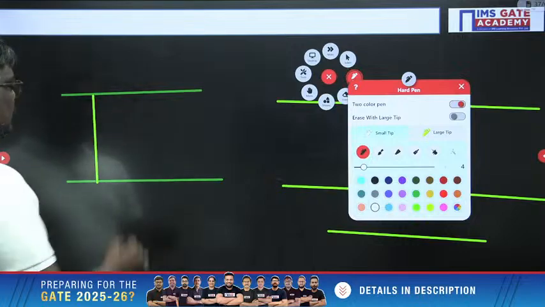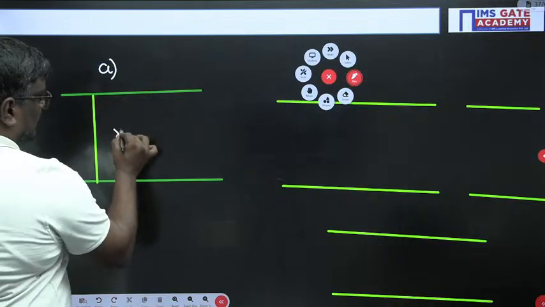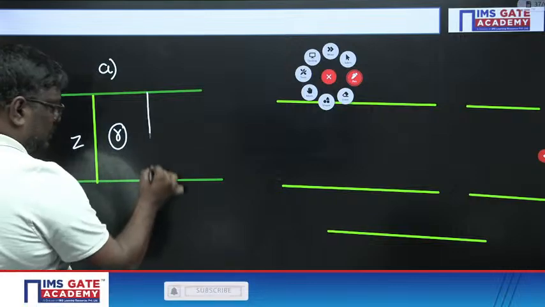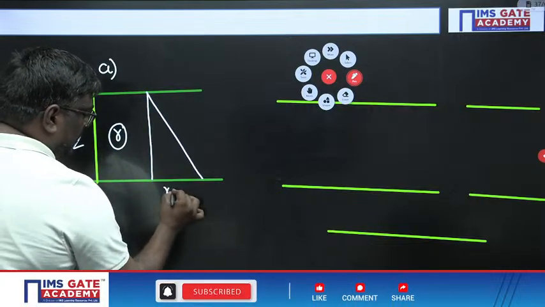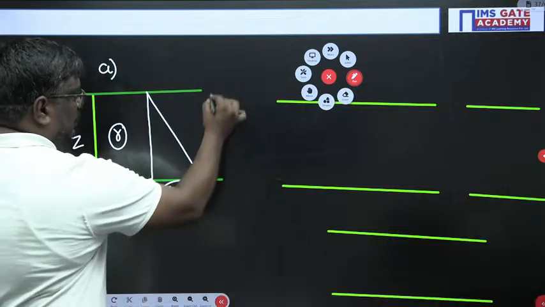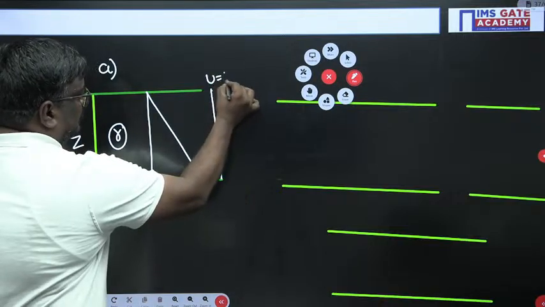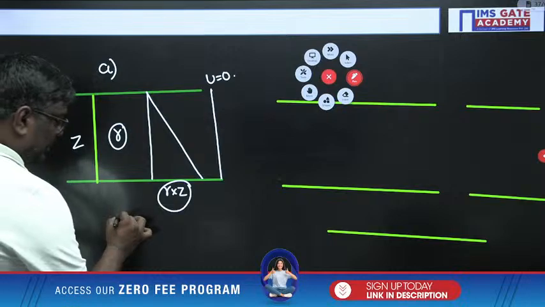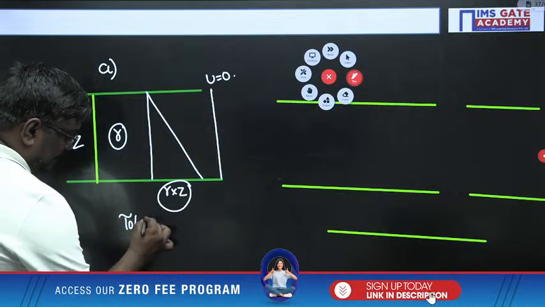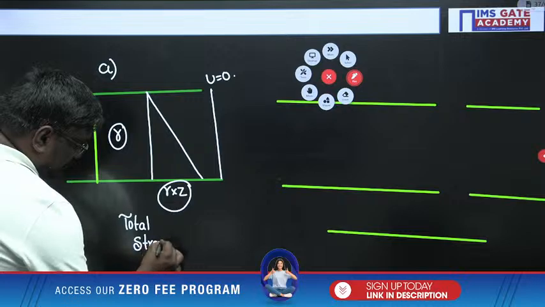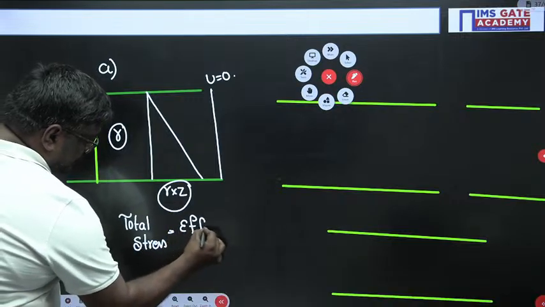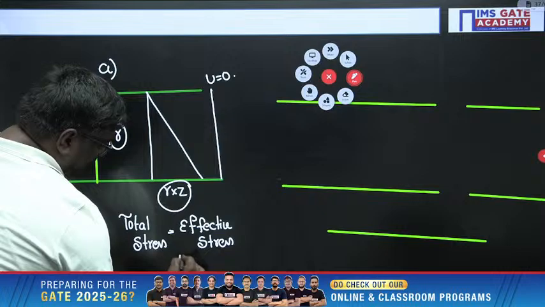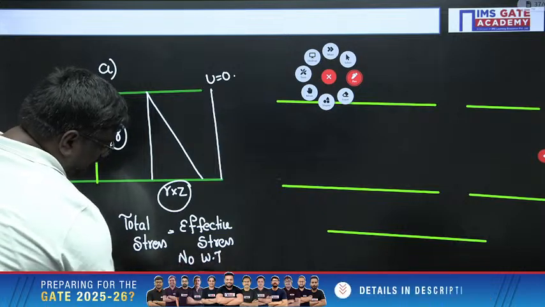Now see my dear students, in the first case, if the soil has unit weight gamma and depth Z, what will be the total stress? Total stress will be considered as gamma into Z. And what will be the pore water pressure? Pore water pressure will be 0, because there is no water table. So in the first case, total stress is equal to effective stress when there is no water table.